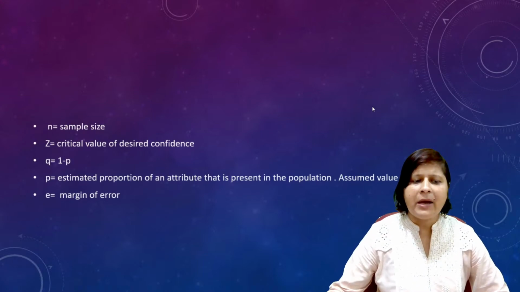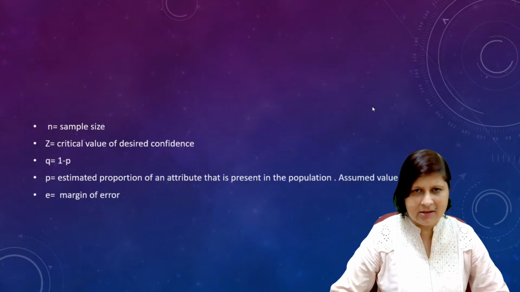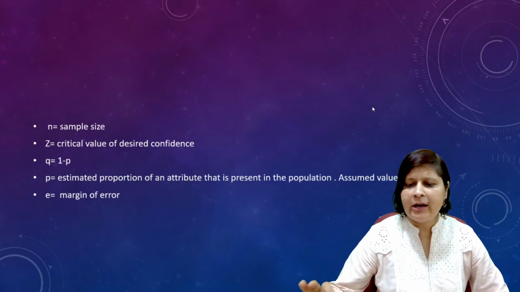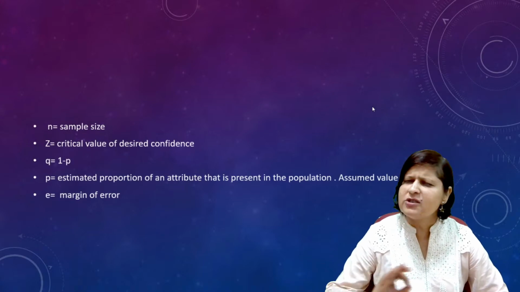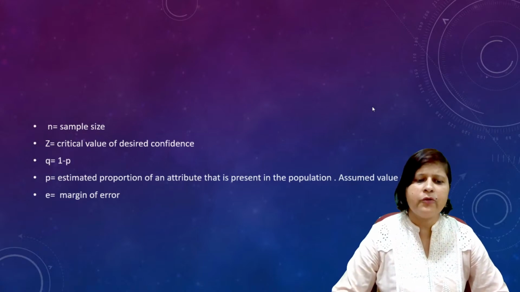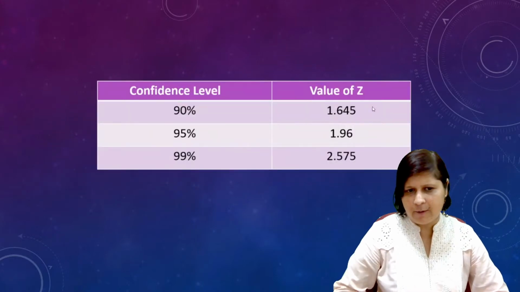Q is 1 minus P. What is P? P represents the estimated proportion of an attribute that is present in the population, and the assumed value is 0.5. We always assume the value of P as 0.5, and E is the margin of error.